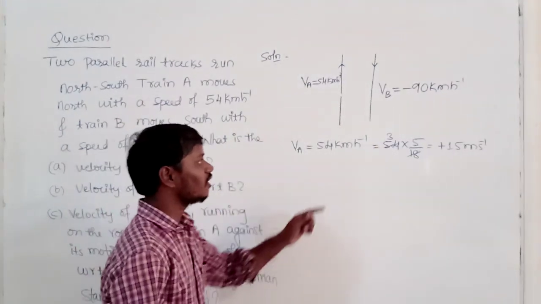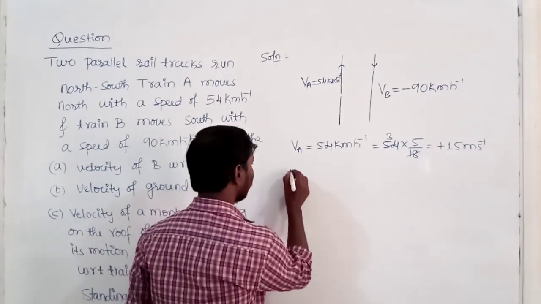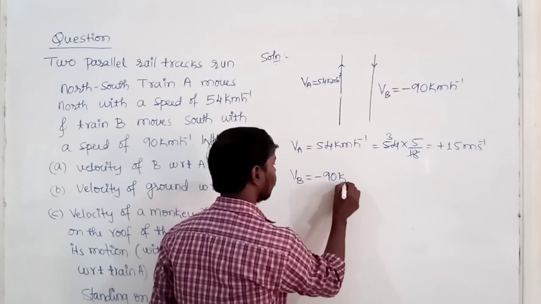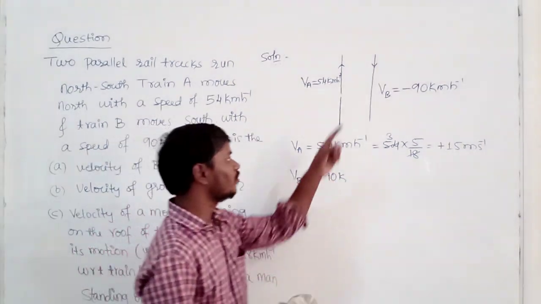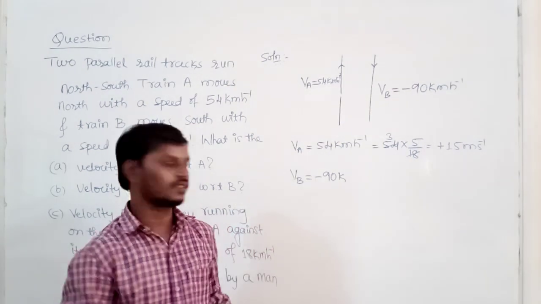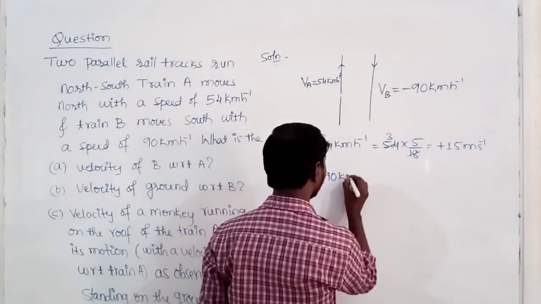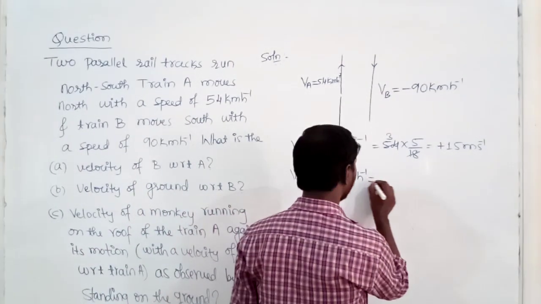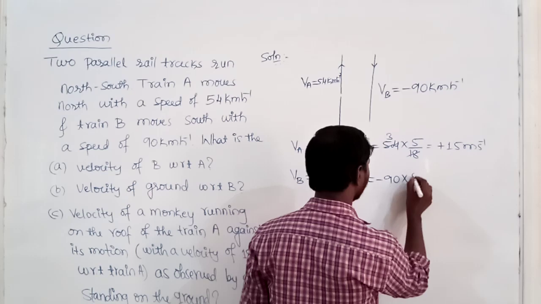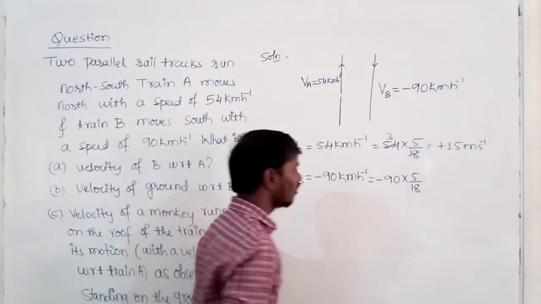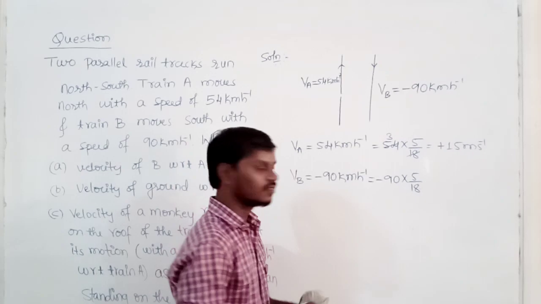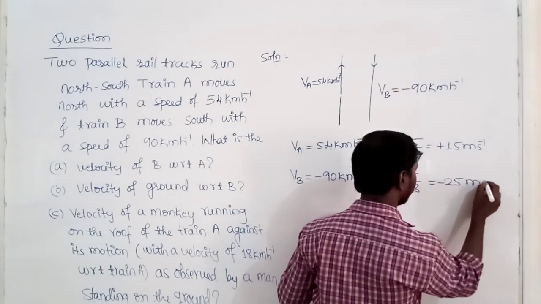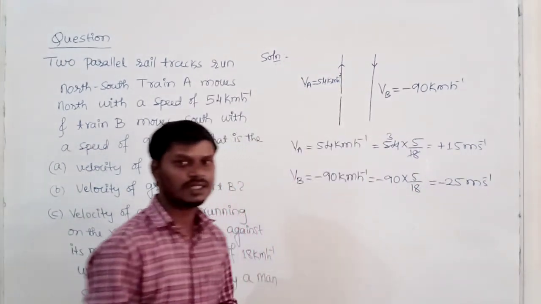Then what is the velocity of train B? VB is equal to minus 90 km per hour. Why is it minus? Because train B is moving in the south direction. Convert this to meter per second: minus of 90 into 5 by 18. 18 5s are 90, then 5 into 5, that is minus 25 meter per second. So this is kilometer per hour to meter per second.